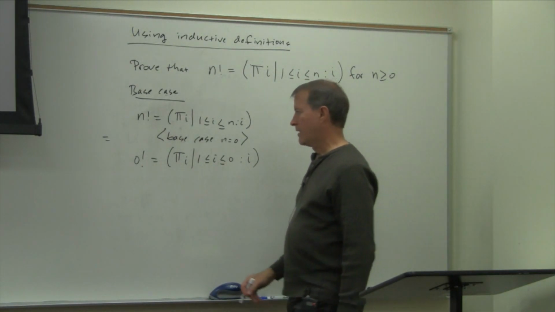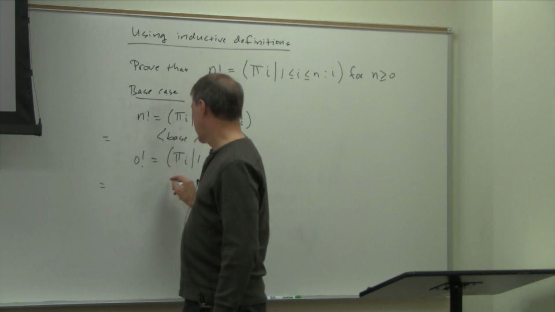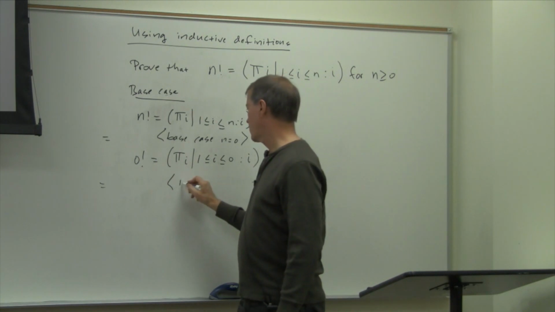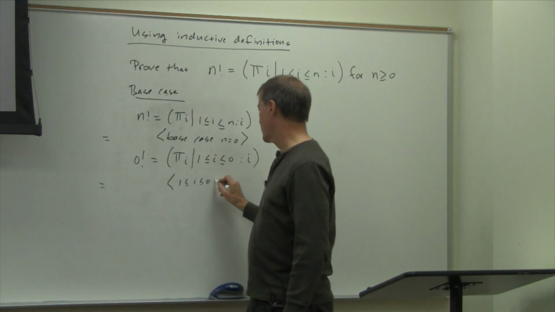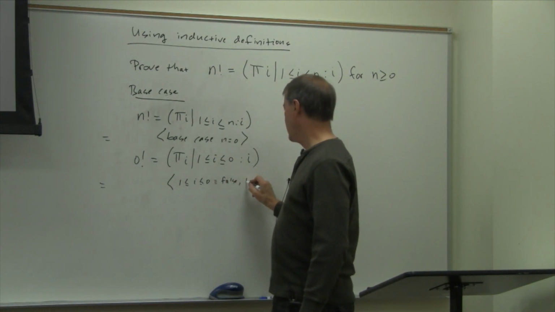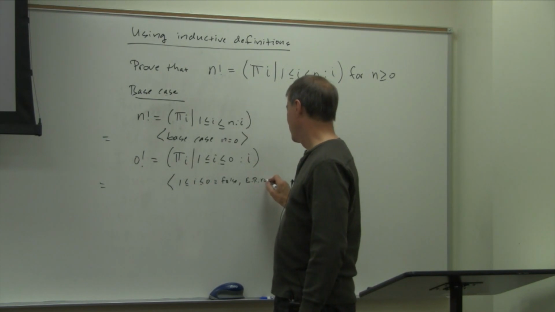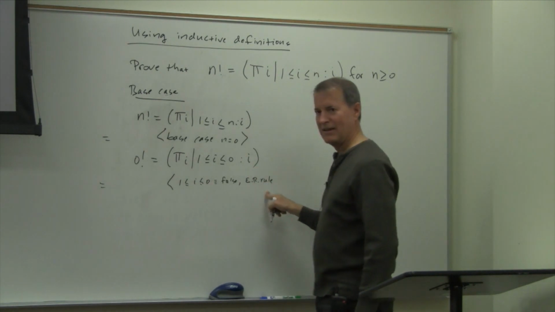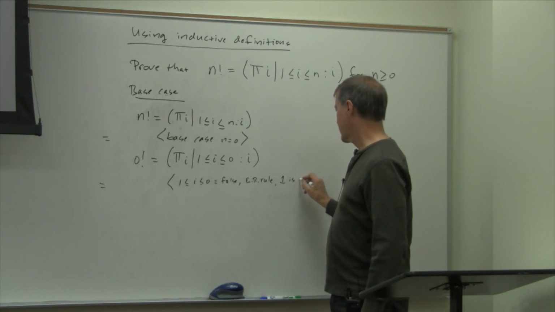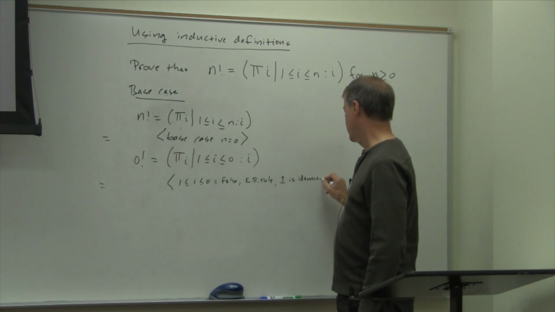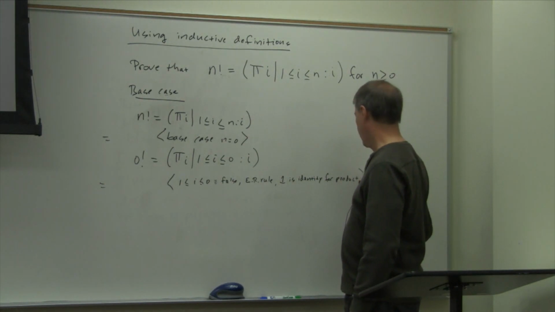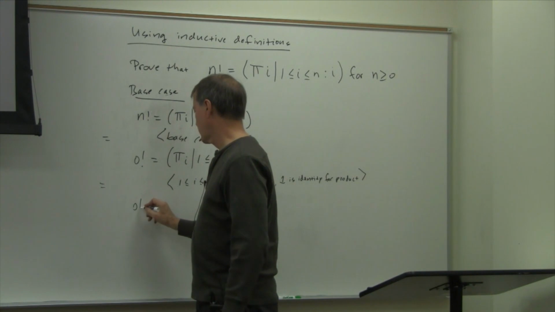Let's work on the right side first. What is 1 less than or equal to I, less than or equal to 0? False. Empty range. So we use the empty range rule. And what is the identity for product? 1. 1 is the identity for product. So what do we get? 1 equals 1. 0 factorial equals 1.